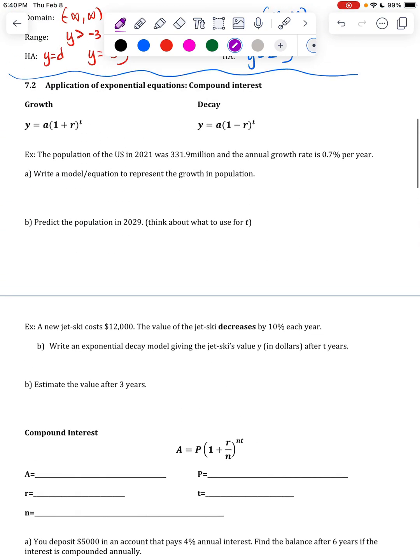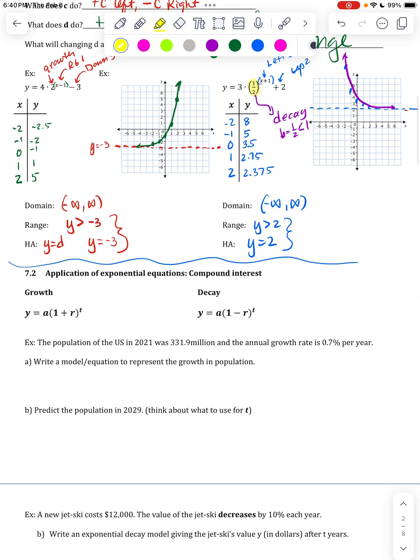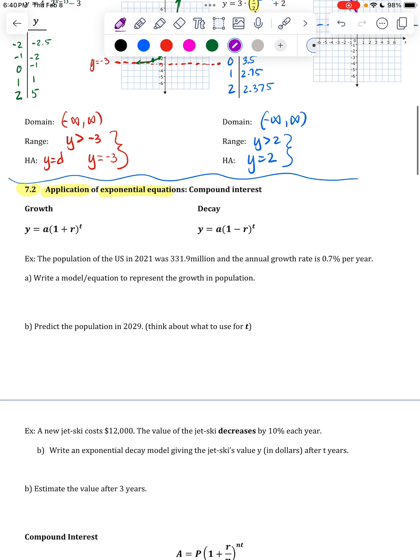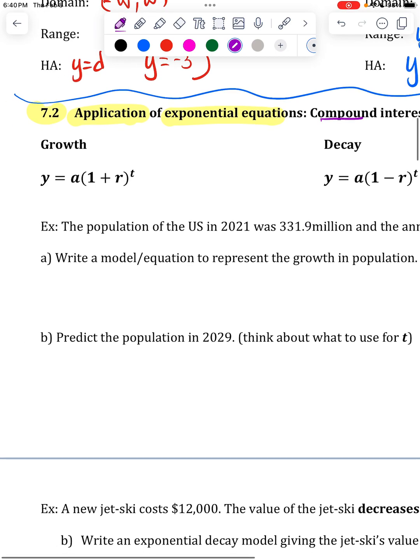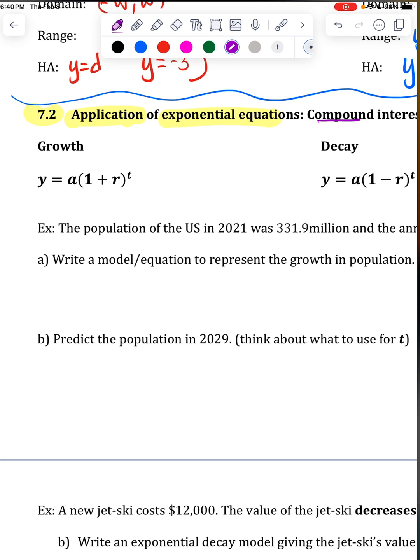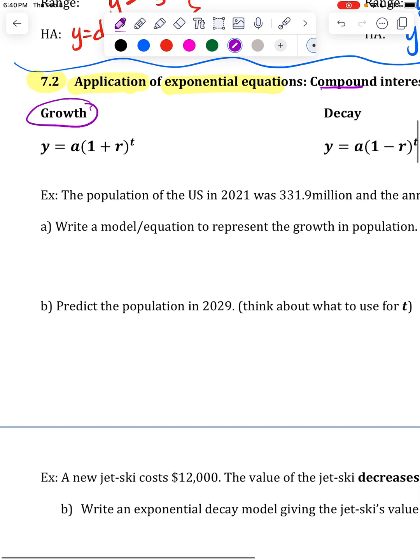Alrighty, let's take a look at the second lesson here in chapter 7. This is going to be an application of those exponential equations. We're going to be talking about growth, compound growth, decay. But first we're going to just talk about how do you calculate growth in a situation, not a graph.